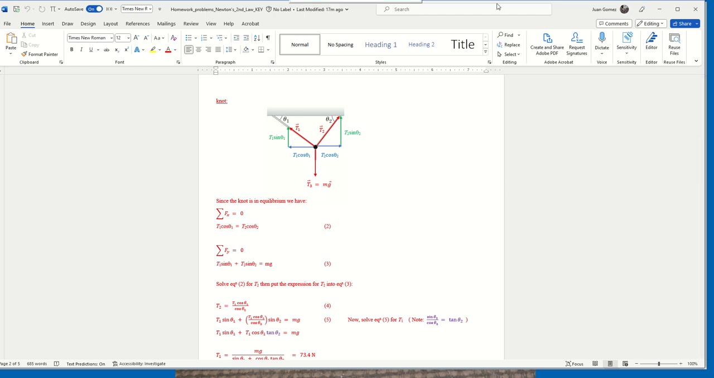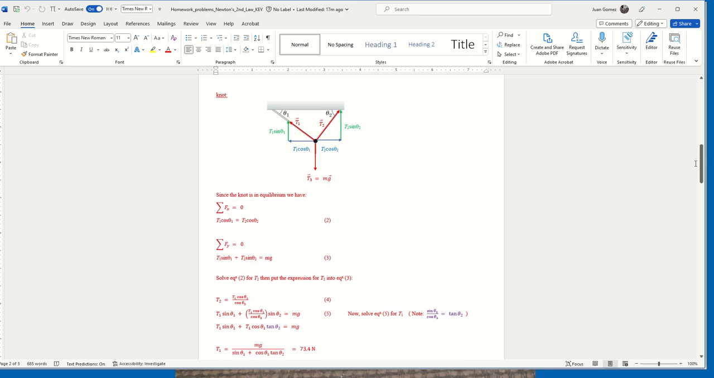Now let's apply, again, that the knot is in equilibrium. Let's look at the y direction. Well, T1 sine theta 1 and T2 sine theta 2 are in the positive y direction. T3 is in the negative y direction, and we know T3 is mg. Remember again, the knot is in equilibrium, so looking at the y direction, the two positive y forces must equal the negative y force. So T1 sine theta 1 plus T2 sine theta 2 has to equal T3, which is mg. That's equation 3.